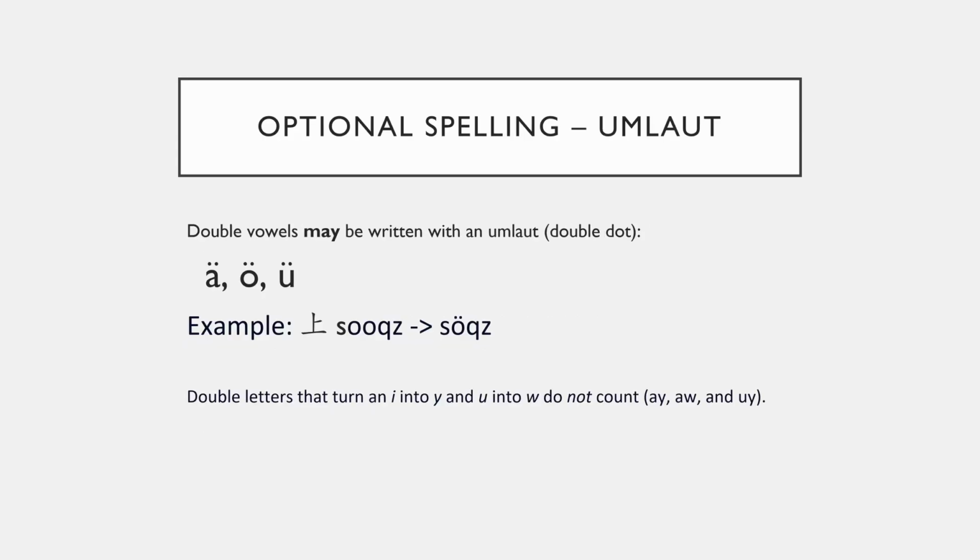Okay, next up is an optional spelling rule. This is using the umlaut, which is the German term for the double dots above a letter. I mentioned this in the very first video where there are 3 additional optional letters you can use. And basically, these 3 letters can be used in place of double vowels. The double dots represent the fact that they're doubled. So, for example, the word seung, instead of writing sooqz, you could just write it as so umlaut qz. However, there is an exception, and that's when the double letter is followed by an I or U, which turns into a Y or W. So basically, there's only 3 of these, AY, AW, and UY. You don't put the umlaut on those.